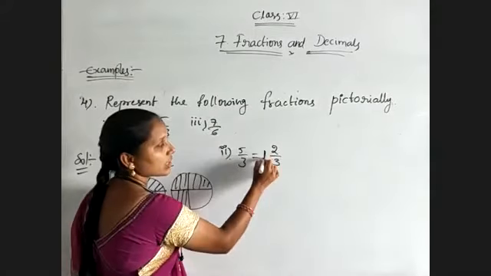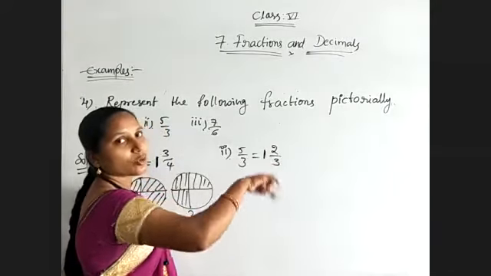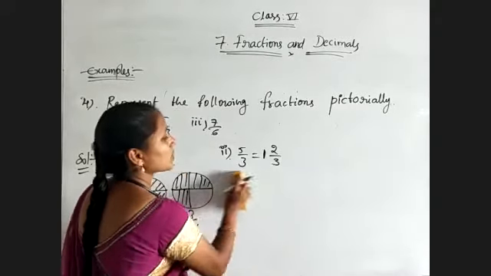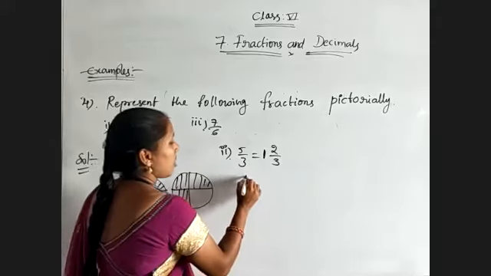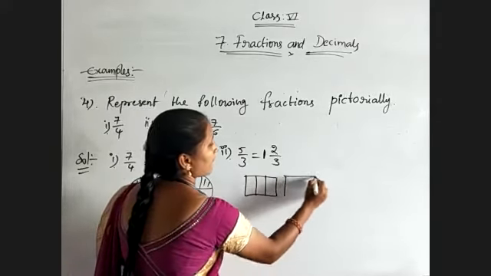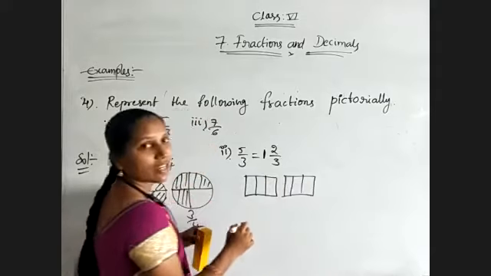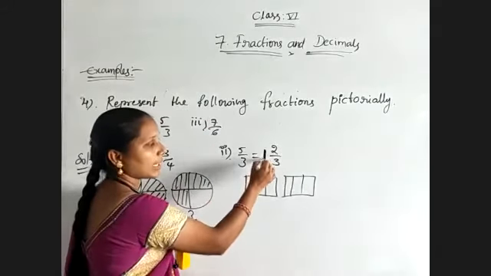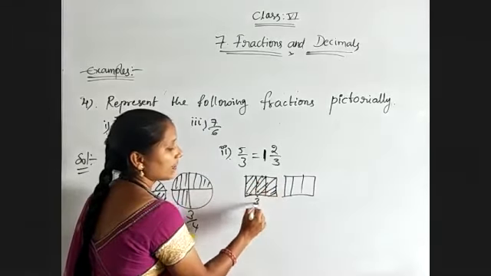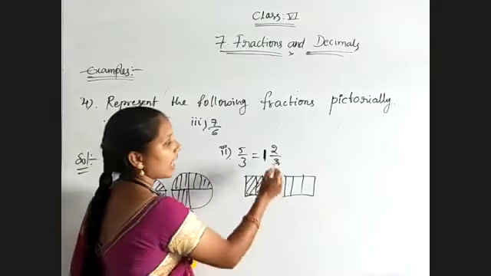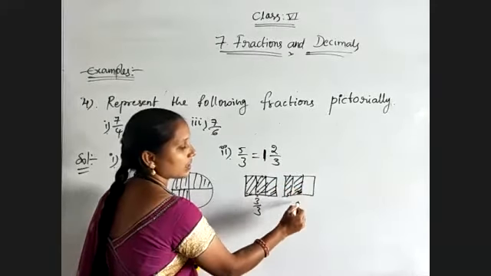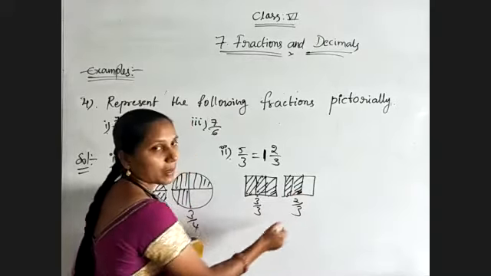Then, because here we got the quotient 1, we need 2 wholes. Here 3 equal parts are there. So I am using 2 rectangles with 3 equal parts. So 1 whole is completely used, means completely shade this one. So it will represent 3 by 3. Okay. And in the next whole we want to represent only 2 out of 3 equal parts. So it is 2 by 3. 3 plus 2, 5 by 3.